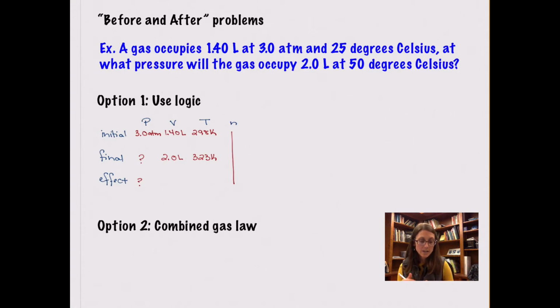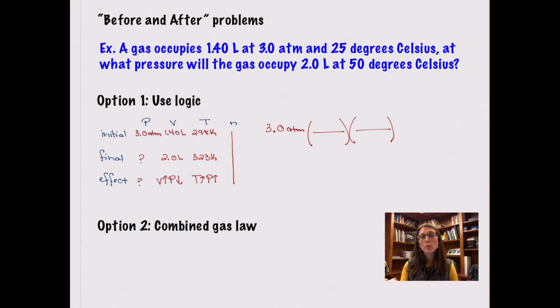So for instance, here my volume is going to increase and I'm asked about the pressure. If the volume goes up, the pressure is going to go down. But the temperature was also changing and the temperature increased. And if the temperature increases, that would increase the pressure. And so what you'll do is you'll take your pressure value and then you'll use your volume and your temperature as factors to determine how the final pressure is going to change.